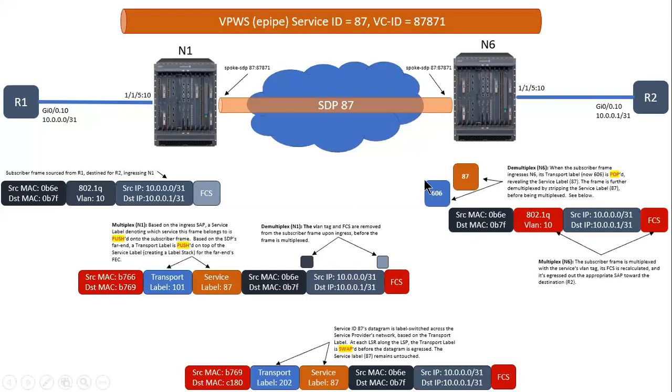And when this MPLS packet arrives at the egress label edge router, the transport label is popped, revealing the service label. The service label is then popped so that the egress label edge router knows what VLAN tag, if it's supposed to be tagged, and what SAP to egress this packet out of. So when information enters the service provider network, it's assigned a label stack, and it's then label switched through the service provider network and demultiplexed at the egress label edge router.